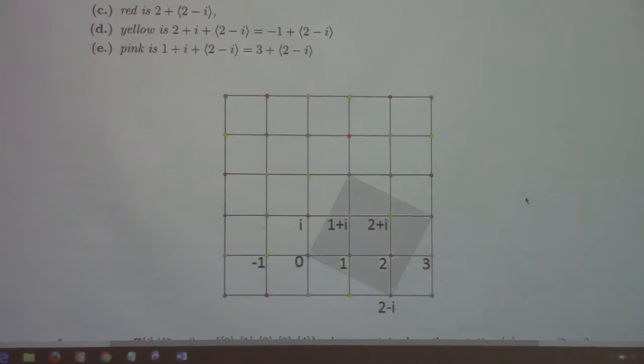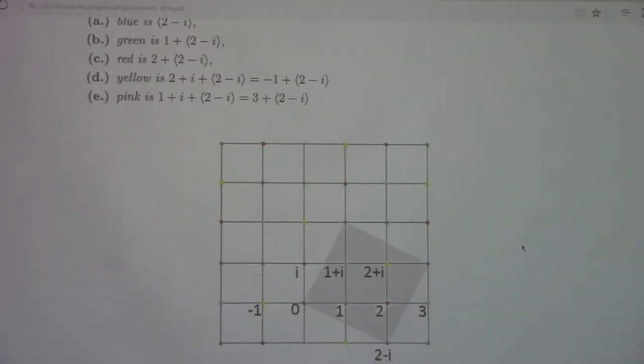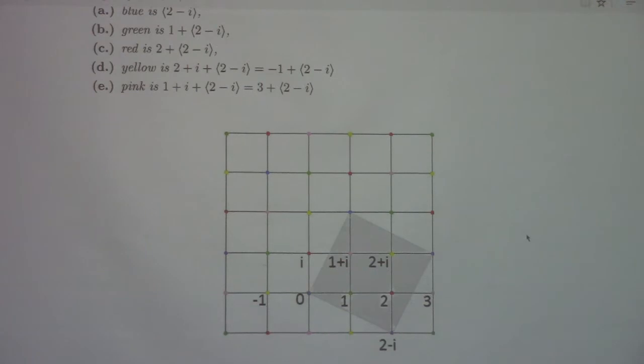So basically here, this grid illustrates the Gaussian integers. The dots that are the Gaussian integers form a lattice, Z² in the complex plane. When you go mod by the principal ideal generated by 2 minus i, that connects different points on this lattice as being the same point.